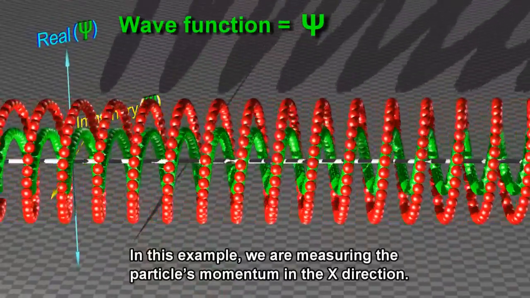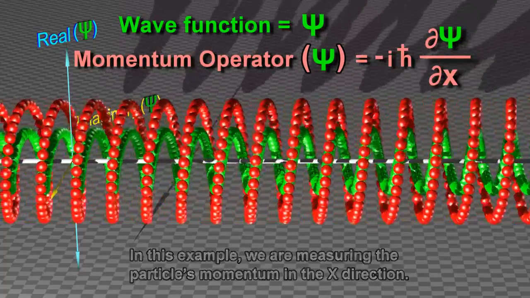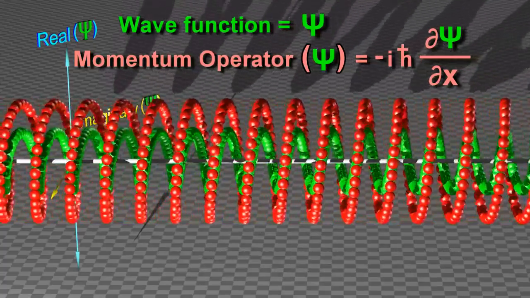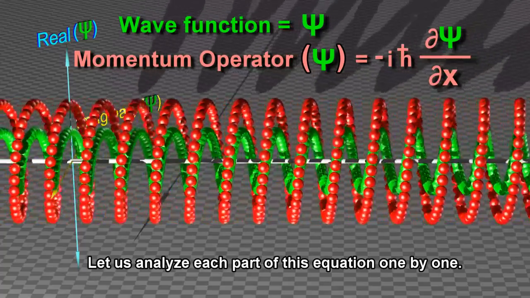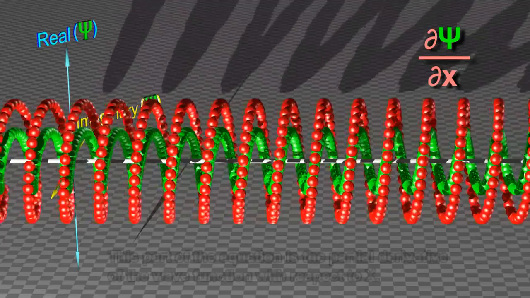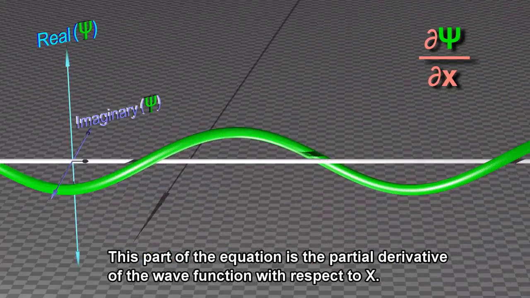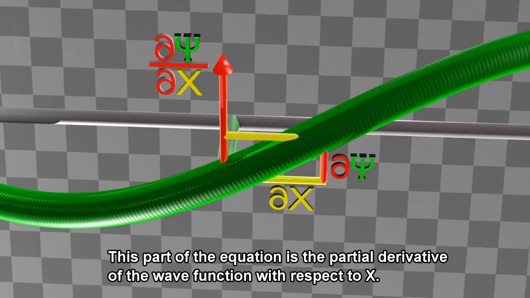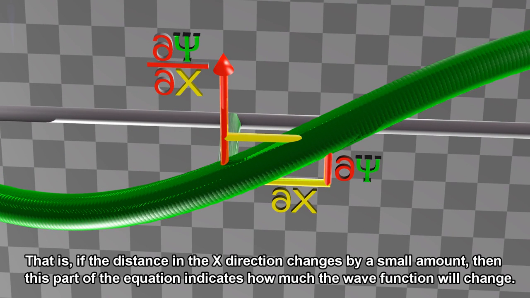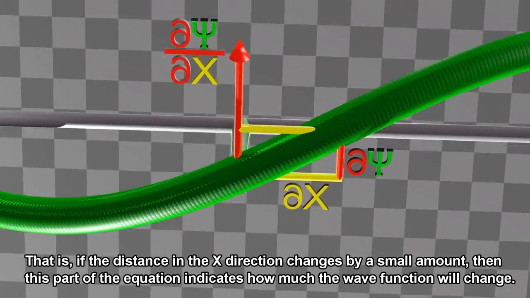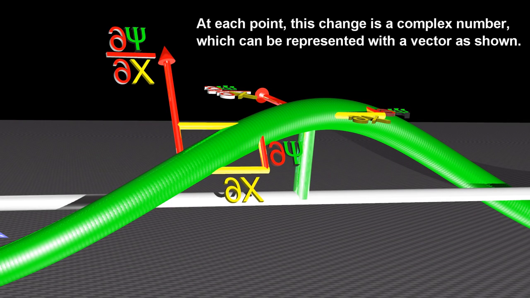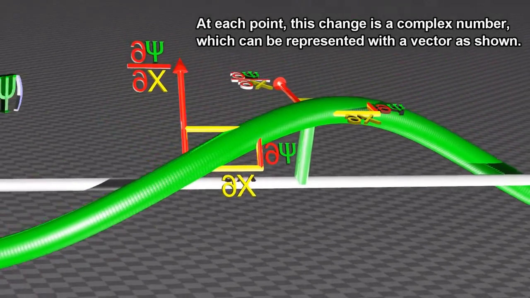In this example, we're measuring the particle's momentum in the x direction. The quantum operator associated with this measurement is the equation shown. Let us analyze each part of this equation one by one. This part of the equation is the partial derivative of the wave function with respect to x. That is, if the distance in the x direction changes by a small amount, then this part of the equation indicates how much the wave function will change. At each point, this change is a complex number, which can be represented with a vector as shown.